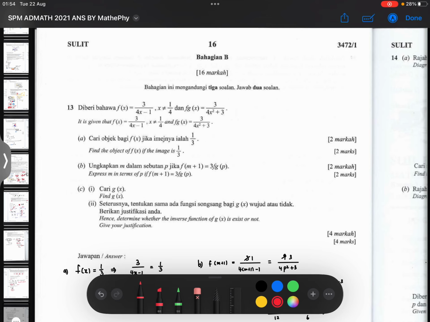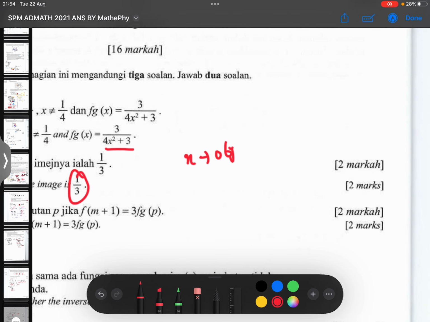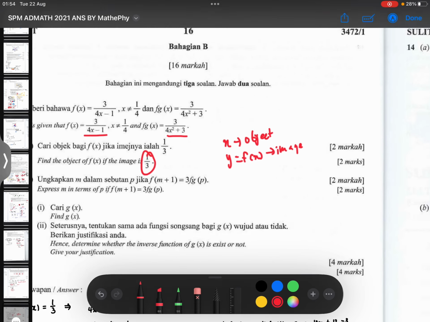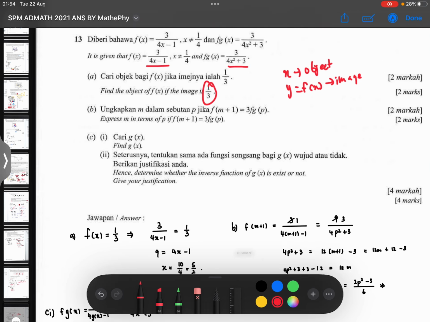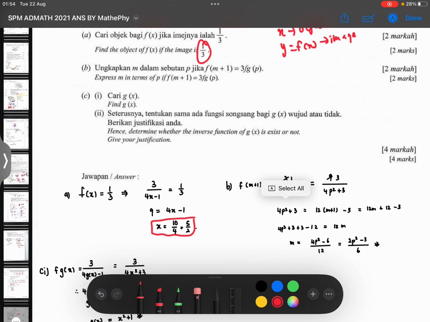Alright, it is given that f(x) equals this and fg(x) is this. Find the object of f(x) if the image is this. Remember that the object is x, the object or the domain, the x value, and the y value, the f(x) value, is the image. Okay, so just implement this. The image is 1/3, so you find x is 5/2.